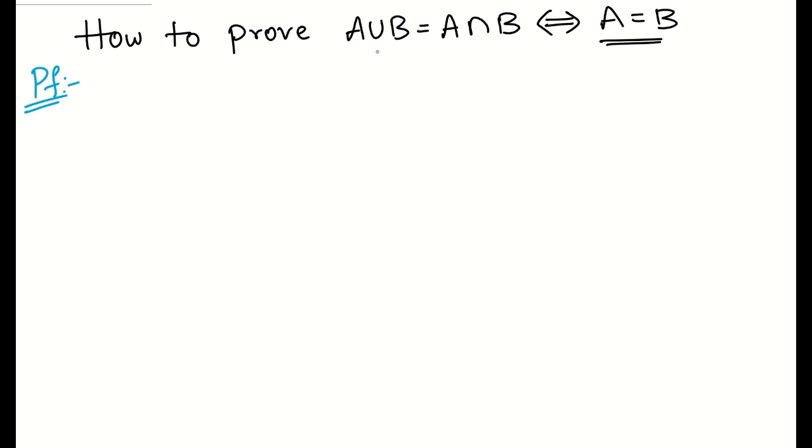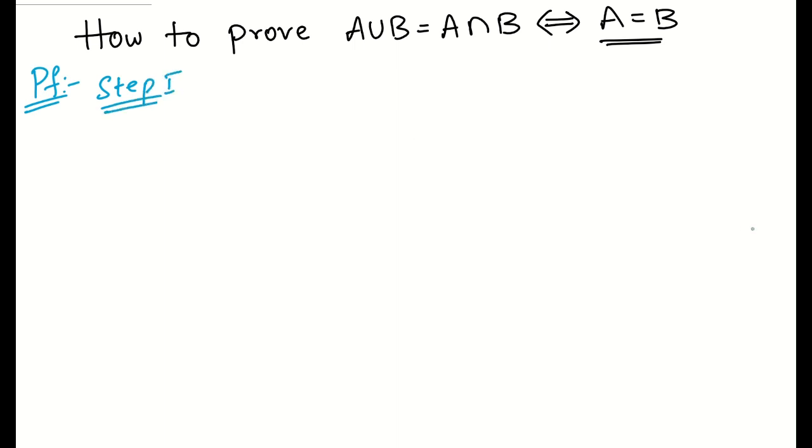The first step is that you need to consider the first statement to be true, and you need to prove the second statement. And what is the second step? You need to assume that the second statement is true and you need to prove the first statement. So let us prove the first step. That is step one.